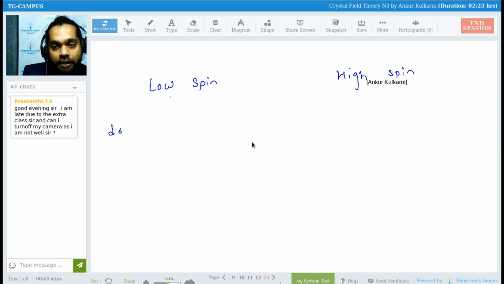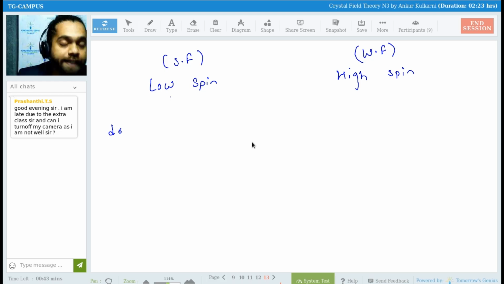Look over here, everyone. Low spin and high spin, what is it? It is kind of an alternative name for your strong field ligand and weak field ligand. I'll tell you why.